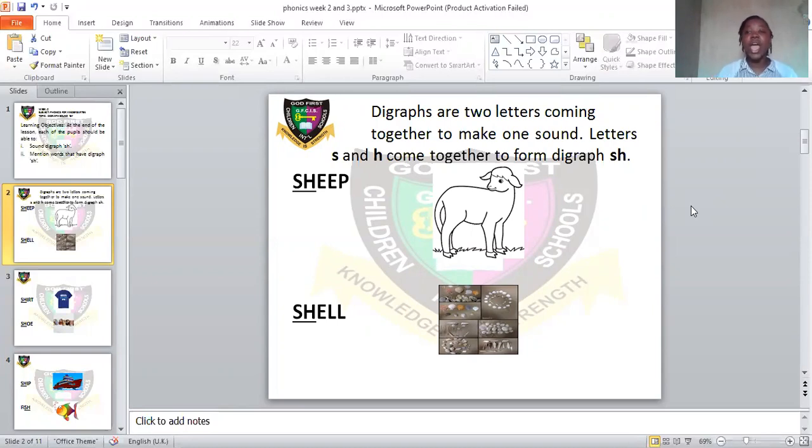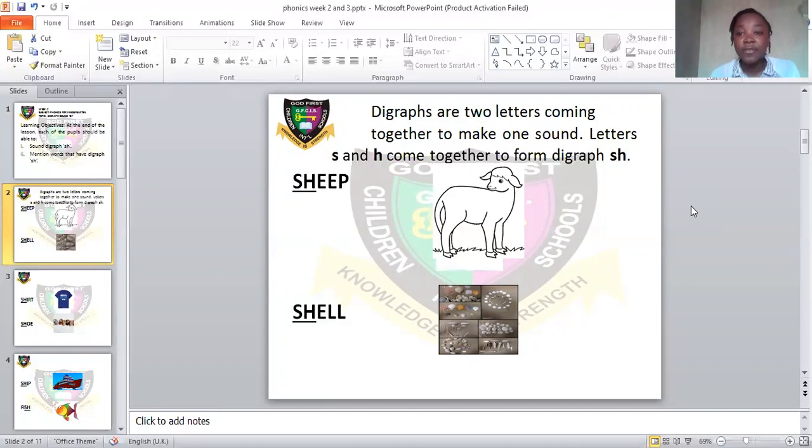Digraphs are two letters coming together to make one sound. Digraphs are two letters coming together to make one sound. Digraphs are two letters coming together to make one sound.